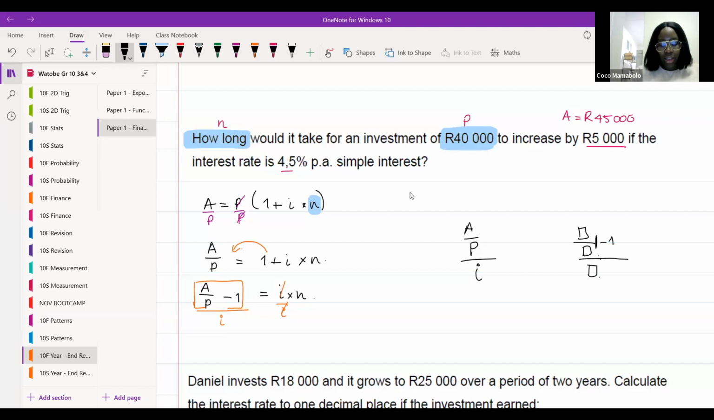Okay, and then we're going to go minus 1 and then go all the way to the bottom and we're going to put in our interest rate. All right, so I'm going to put this in here. I will show you what it needs to look like.